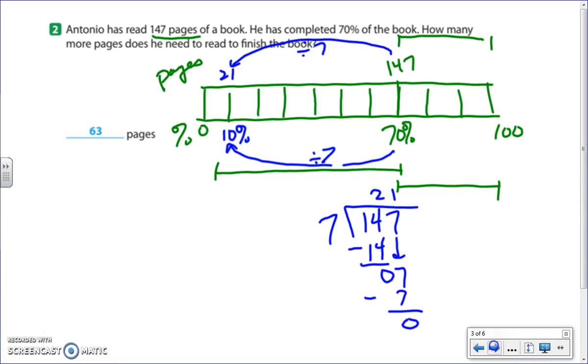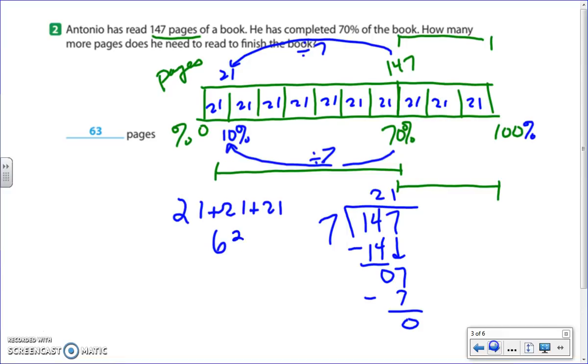So 10% is 21. So each 10% is 21, 21, 21 more than the last number. So if I think of it like that, I can say, oh, well, 70% done is 147. I have 3 more 10% left before I am up to 100% of the book, or the book is completed. So I know that 21 plus 21 plus 21 is 63. So I know 63 pages.